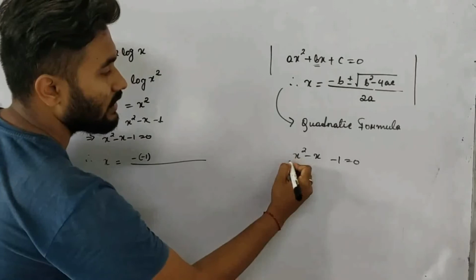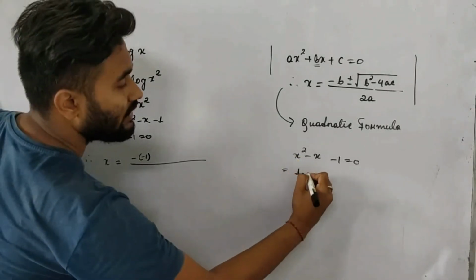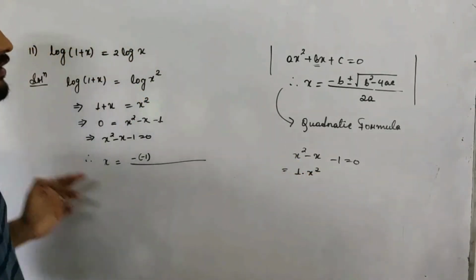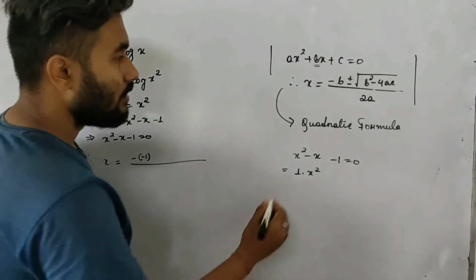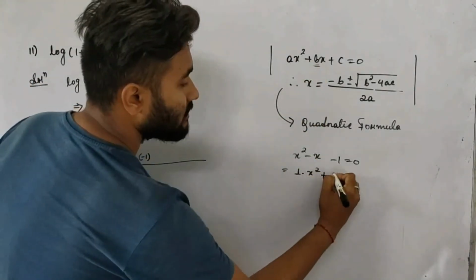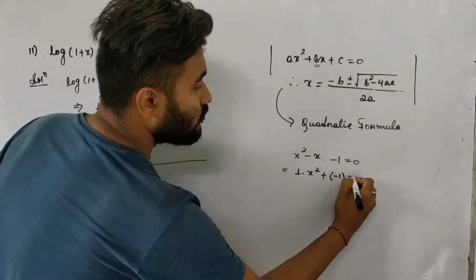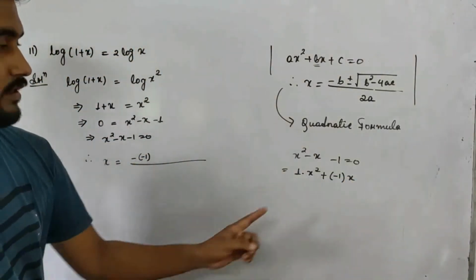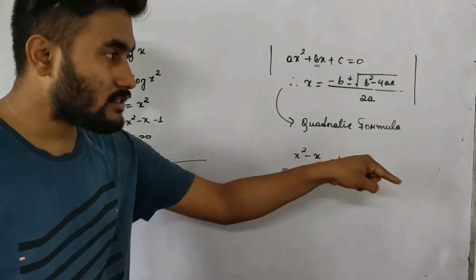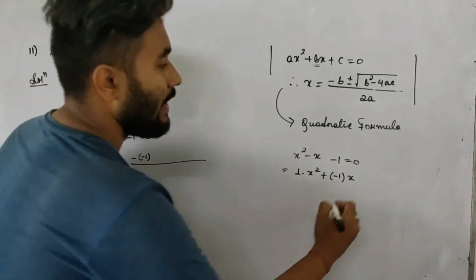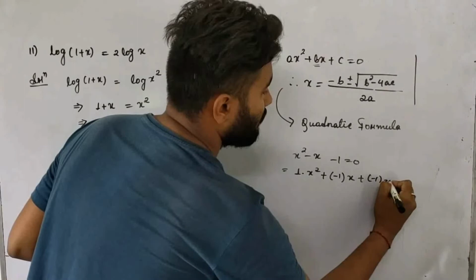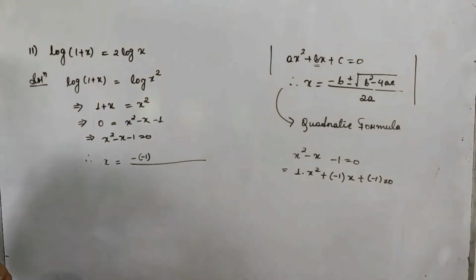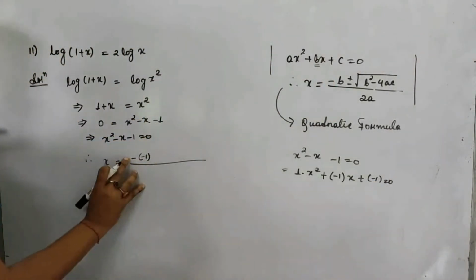Means I can write here, what is the coefficient over here? 1 into x square, so this is my a. Very simple. Plus is there, right? So plus minus 1 into x. Understood? What is the value of b? Minus 1. Over here 1 is there, and this minus will also go, so minus 1. And then plus of minus 1 equal to c. So what is the value of c? Minus 1.